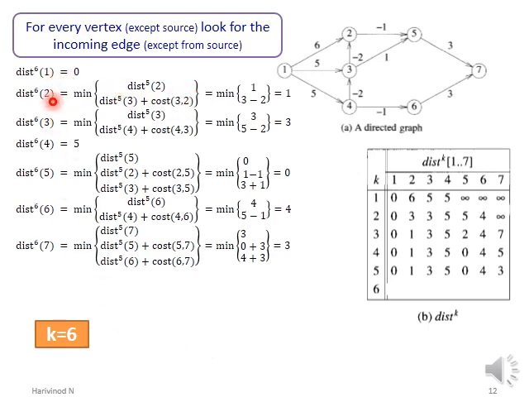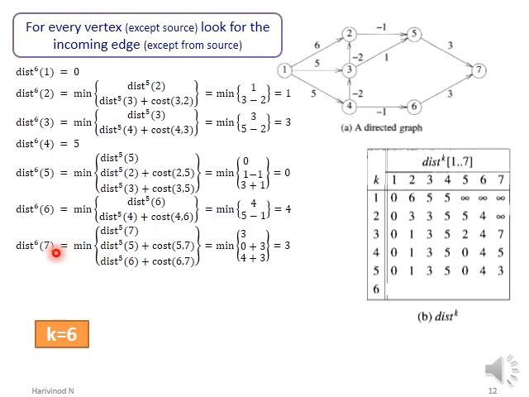Distance of 2, earlier value is 1, the new value is 3 minus 2, that is equal to 1. Distance of 3, earlier value is 3, the new value remains 3. Distance of 4, not updated. Distance of 5, earlier value is 0, no better values, so it remains 0. For the 6th vertex, earlier value is 4, no better values, it remains 4.